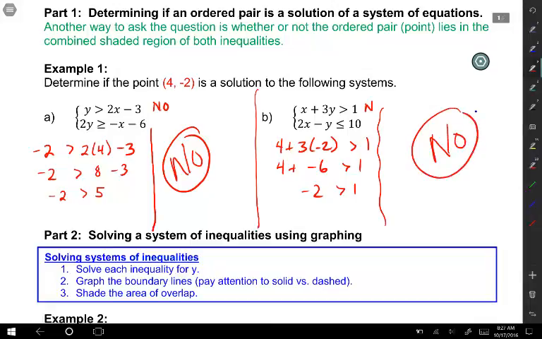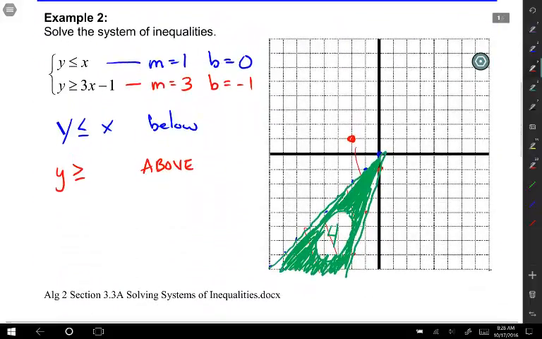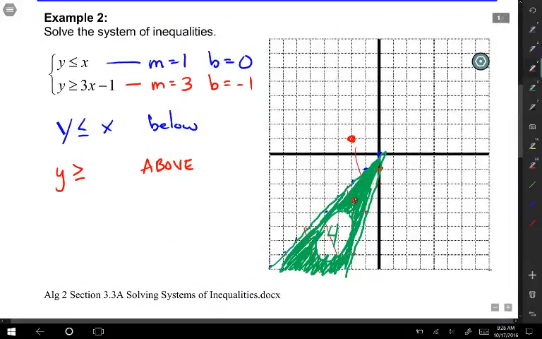Now, what if the first answer was yes? I'd have to go to the second one. And what would the second one have to be for a solution? Also yes. So how many yeses do you need to be a solution? 2 of them. You need 2 of them. So if we go down to here, it would have to fall in a spot where both were true.